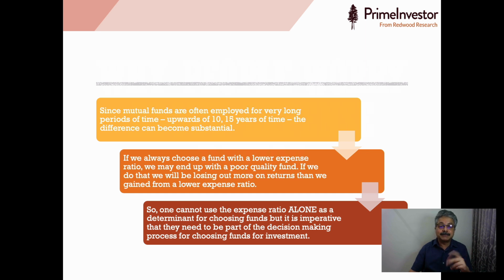This difference can be substantial over a period of time, and we have to go with the lower expense ratio when we have two funds of equivalent quality. When we think that I can go with either Fund A or Fund B, they are both good funds, which one should I go for? You should go for the one with the lower expense ratio.